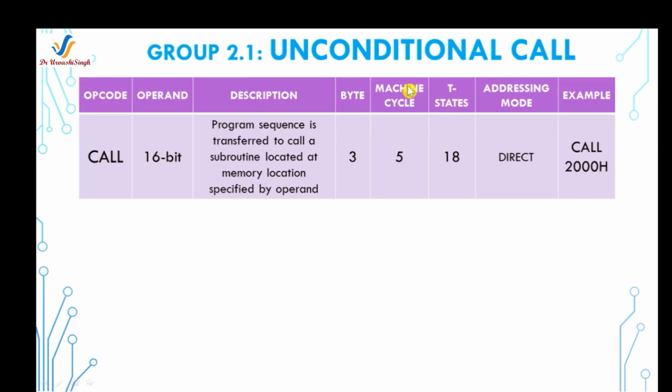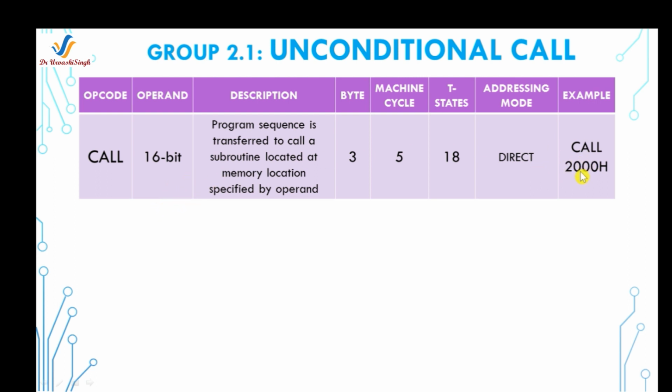The opcode for the unconditional call instruction is CALL and the operand is a 16-bit address. This instruction is used to transfer the program sequence to call a subroutine located at the memory location specified by the operand. If you don't know the exact location, you can use some label or name.